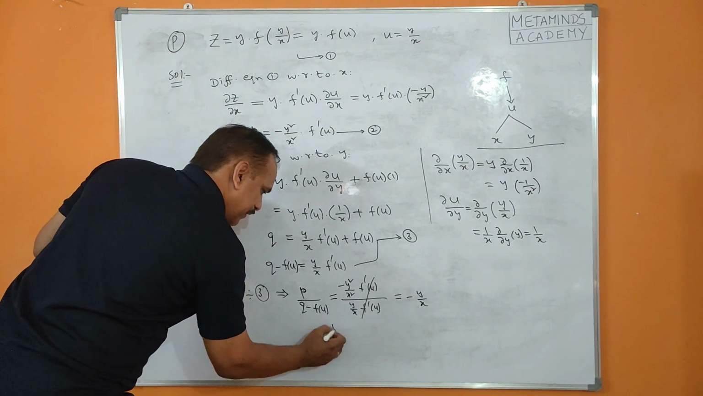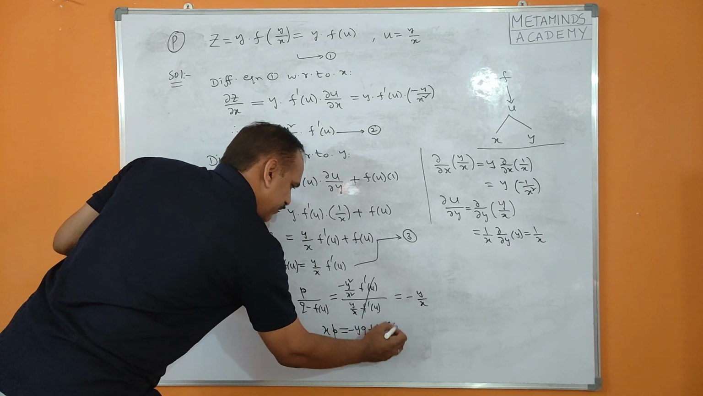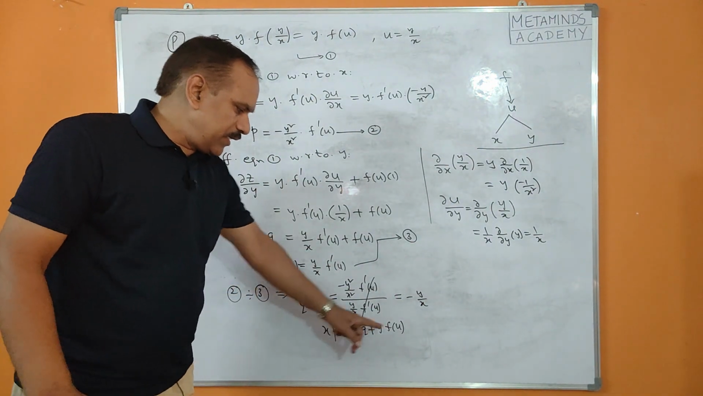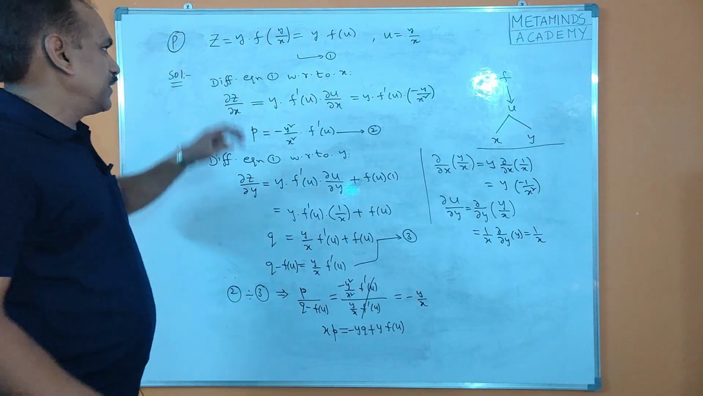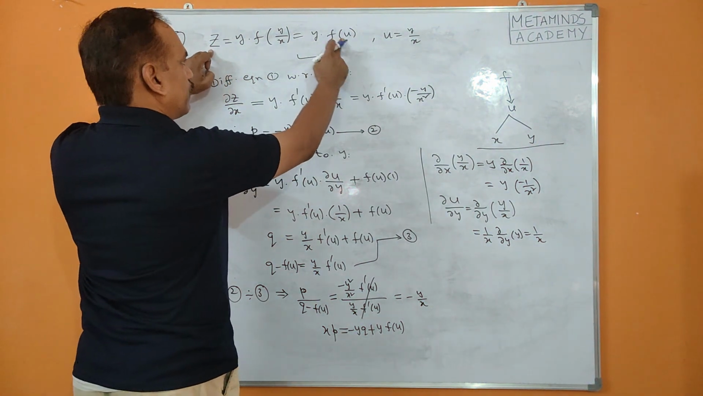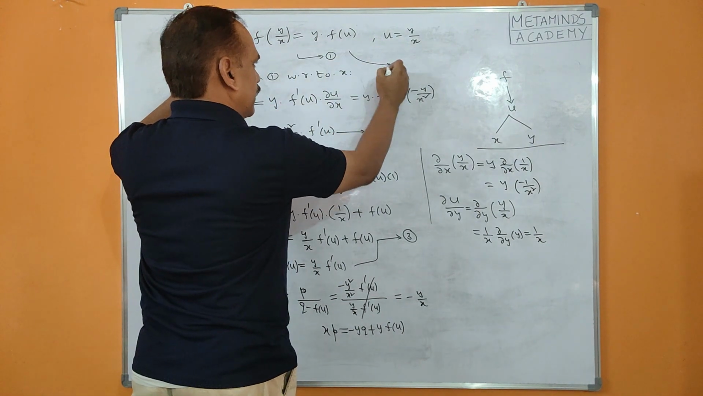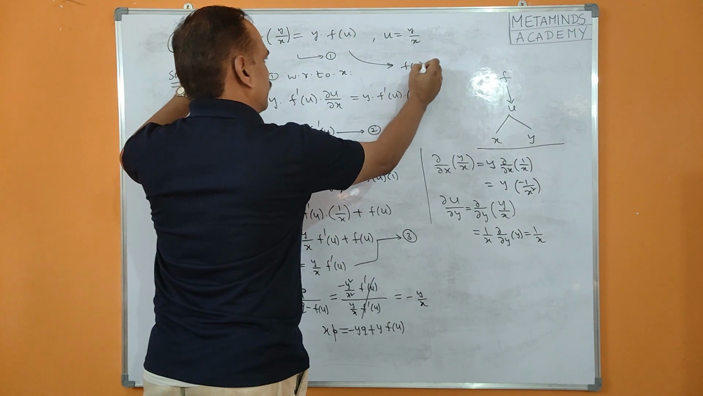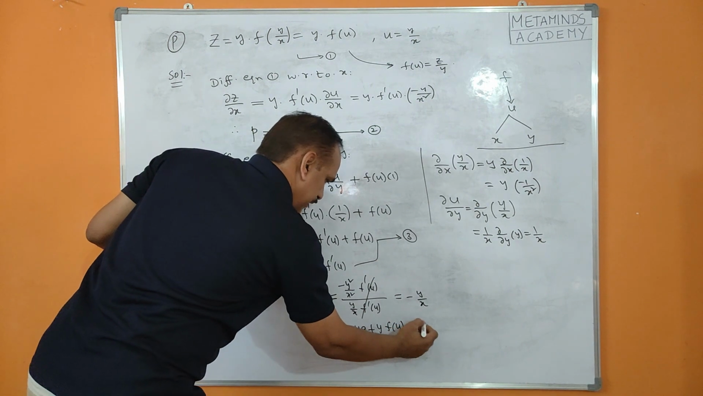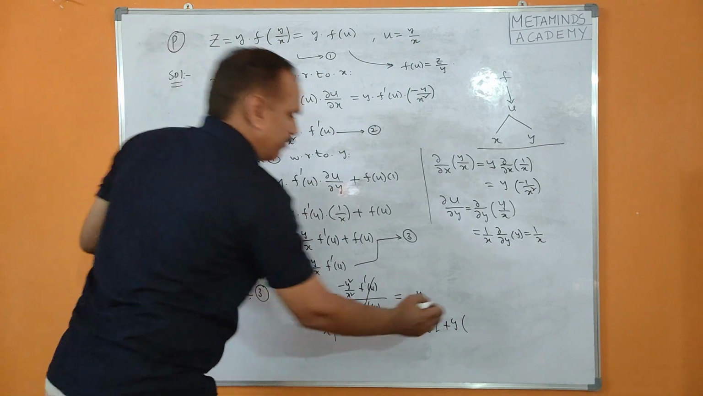So xp equal to minus yq plus y into f of u. See, still f is there in this equation, still it is to be eliminated. For that, we take the help of the first equation, where f of u equal to z by y. So from equation 1, you can write f of u as z by y. That we replace it here, minus yq plus y into z by y.